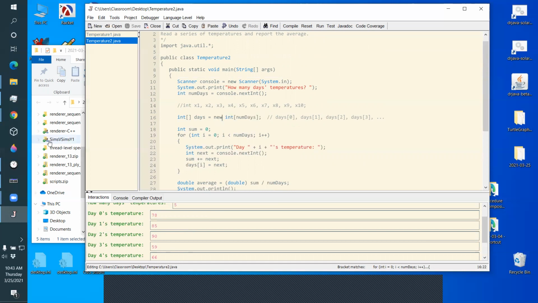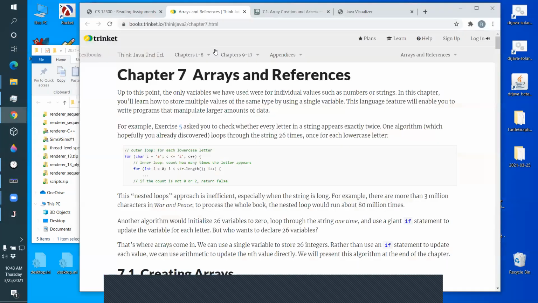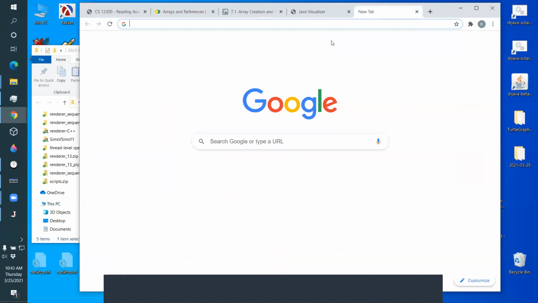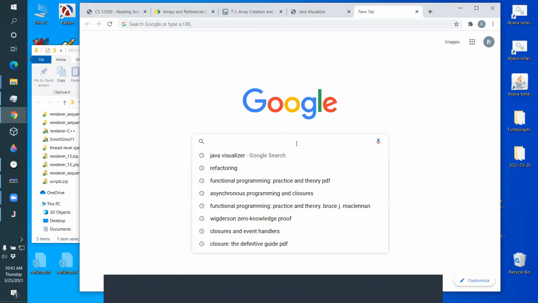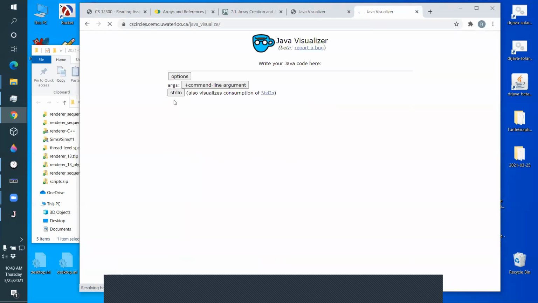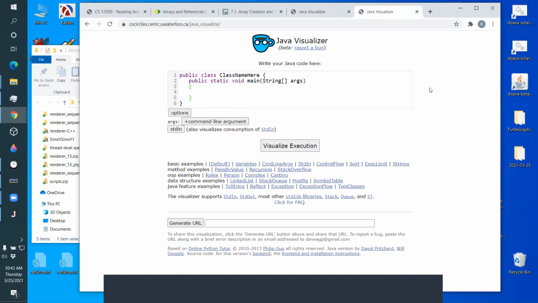Okay. Now let's go to this Java visualizer and just play around with arrays. So I'm going to go up to the Java visualizer and do some playing around with arrays so you can see them happen. The Java visualizer is great for playing with arrays because we can just kind of see them happen.